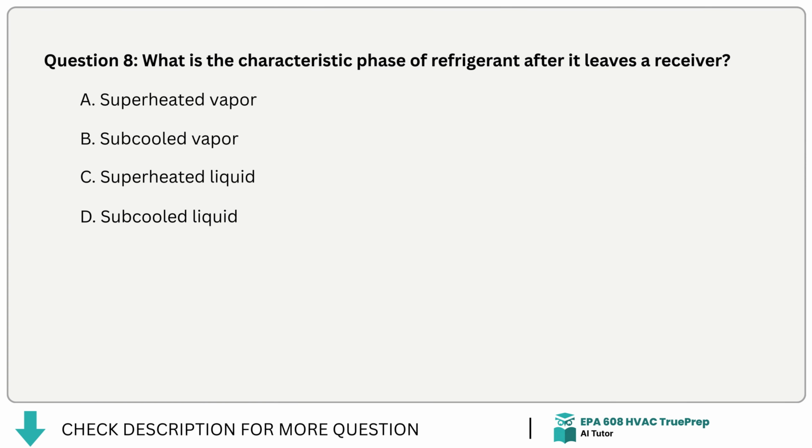Question 8. What is the characteristic phase of refrigerant after it leaves a receiver? A. Superheated vapor. B. Subcooled vapor. C. Superheated liquid. D. Subcooled liquid. The correct answer is D.